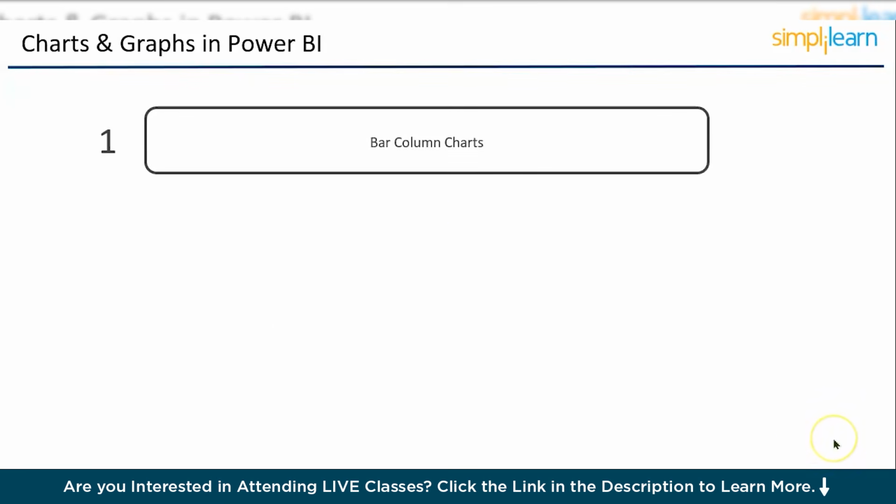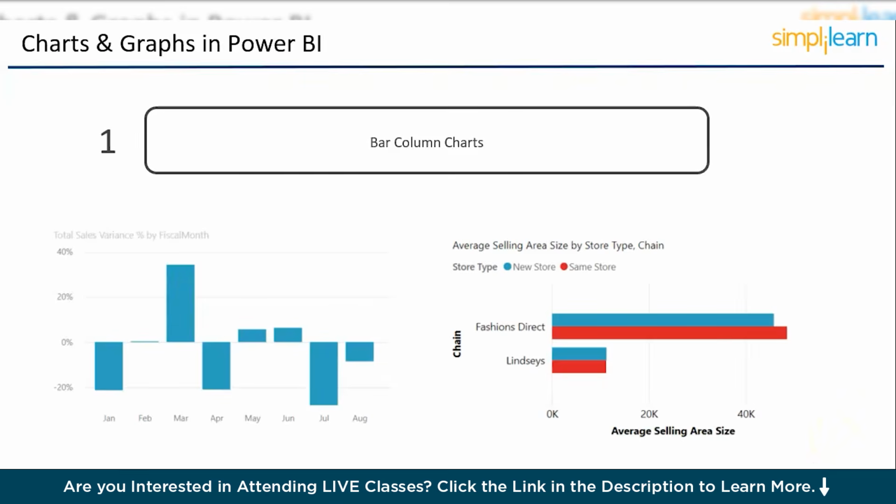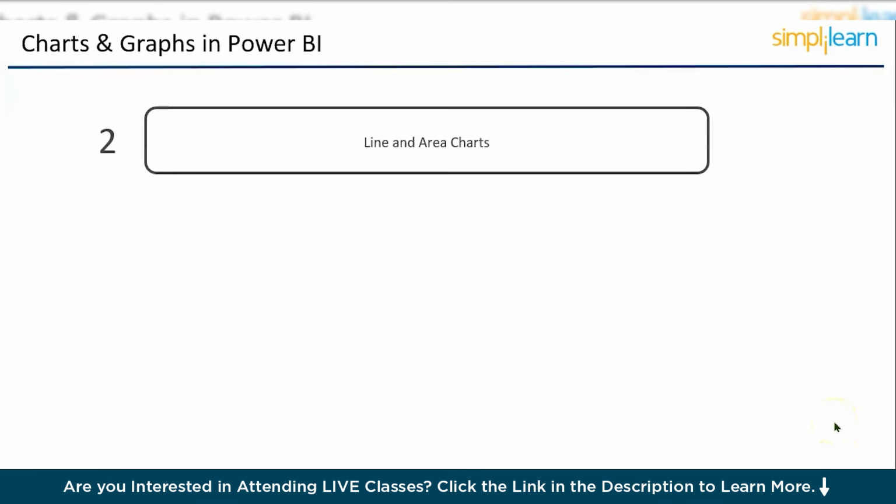Bar or column charts. Bar or column charts are created to see the distribution between one categorical variable and one numerical variable. As in the example, you can see we are looking at month-wise sales variance in percentage, or you simply want to go ahead and see the average selling area size for 2 different store types here.